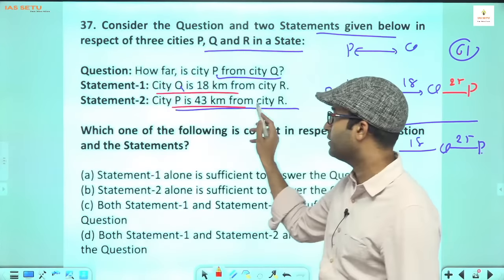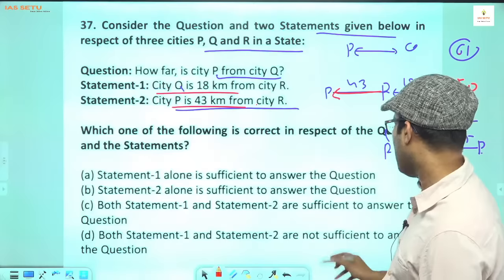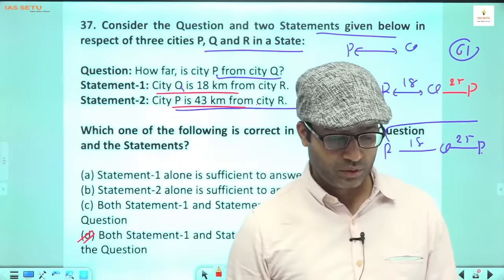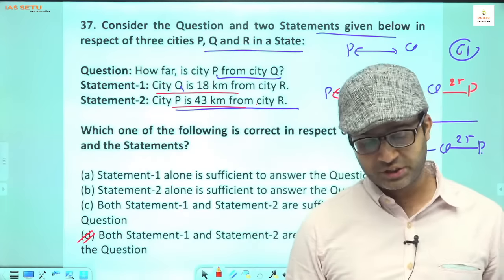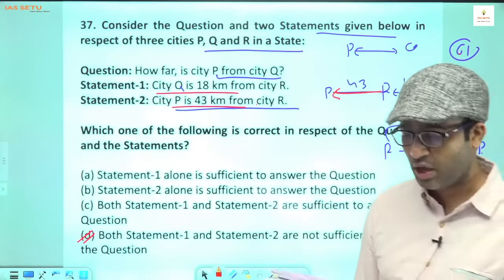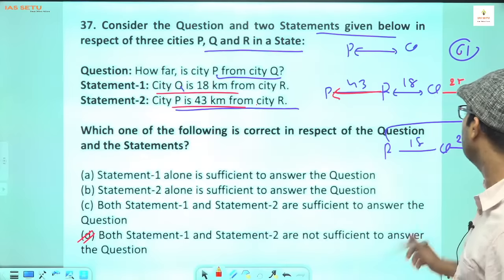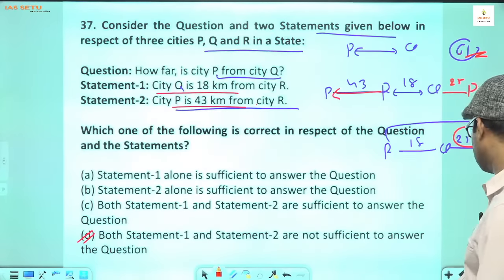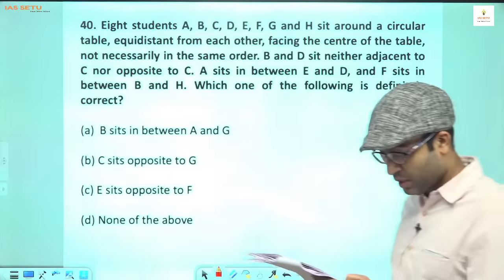So what is important here? Statement 1 and statement 2 both are not sufficient to answer the question. The answer is D, because the position is not confirmed. So exactly how far city P is from Q we cannot find. It is either 25 or 61. We have two different answers. That's why D is the answer. There is no confirmed answer.